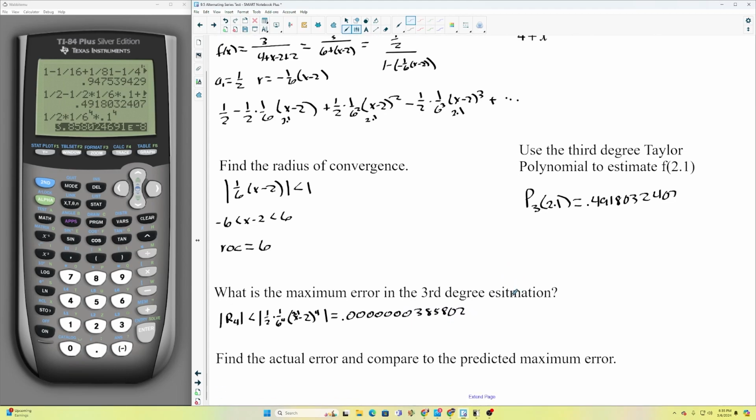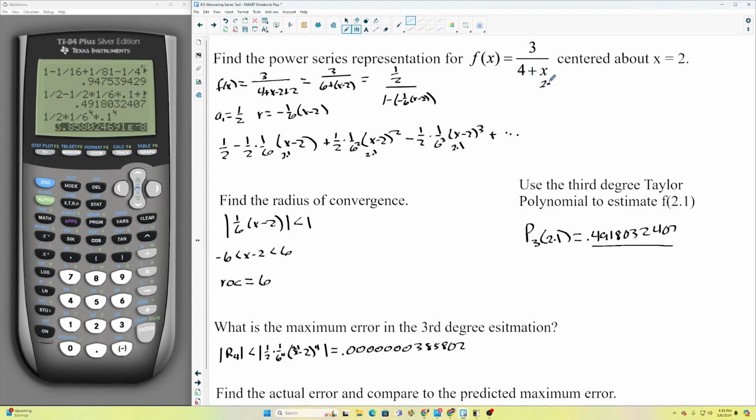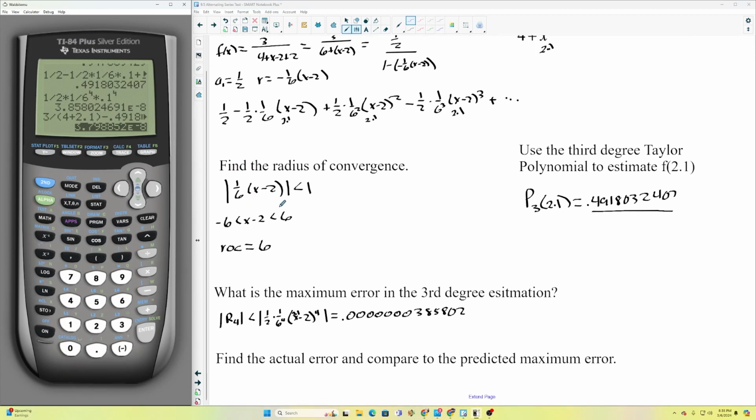Find the actual error and compare it to the predicted maximum error. So the actual error. Well, here is the estimate, and then if I plug 2.1 in for here, that'd be the actual value. So right there, that is the actual error in the approximation. So the actual error is 0.023456793798852, which is smaller than what we call the upper bound. That's the maximum error we could possibly have.